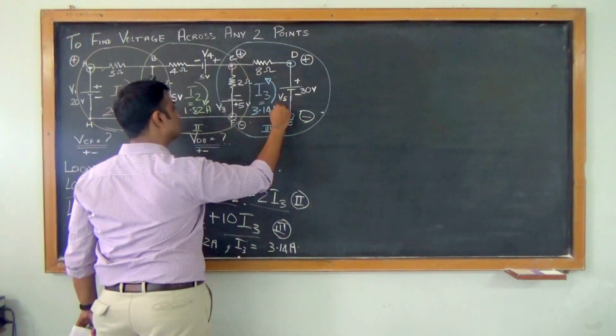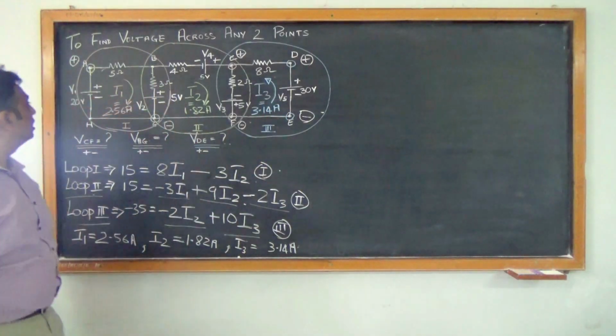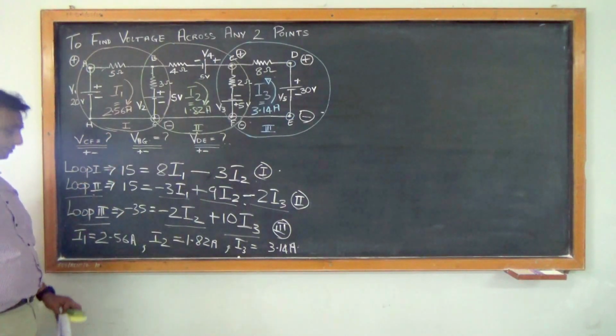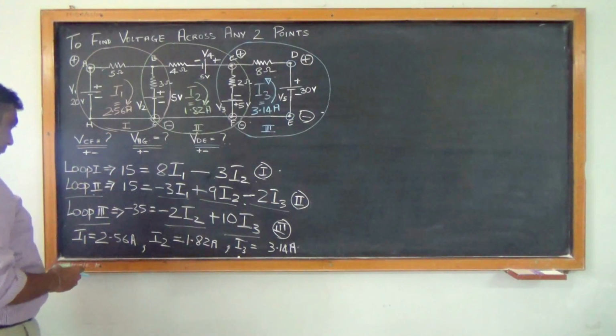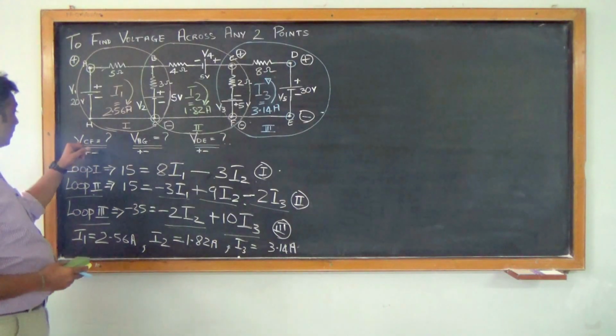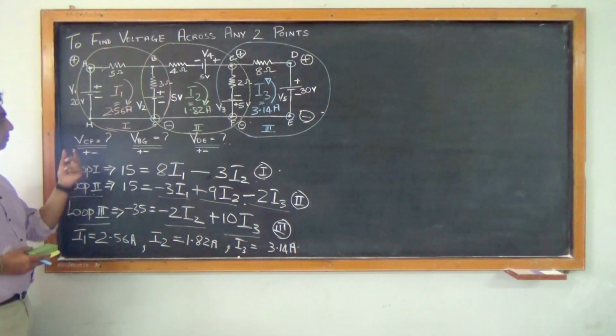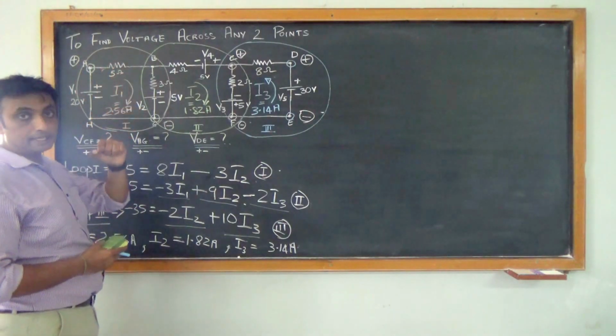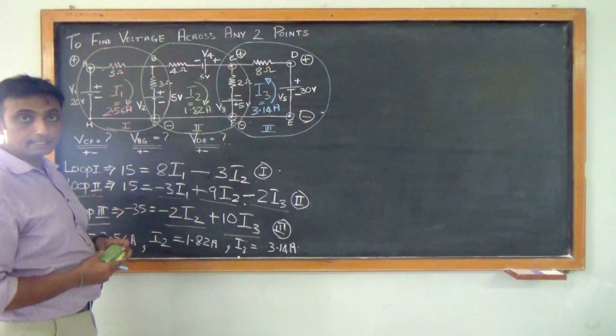Which is equal to 3.14 amps. So now I got I1, I got I2 and I got I3. Now moving on further to find out what is the value of VCF. But before we go to this, we have to assign the polarities of all the resistors.